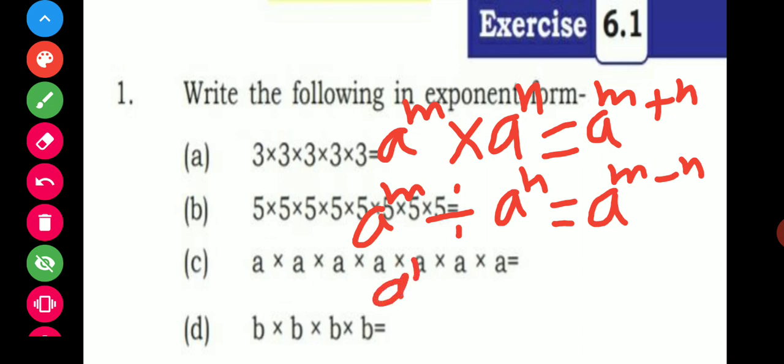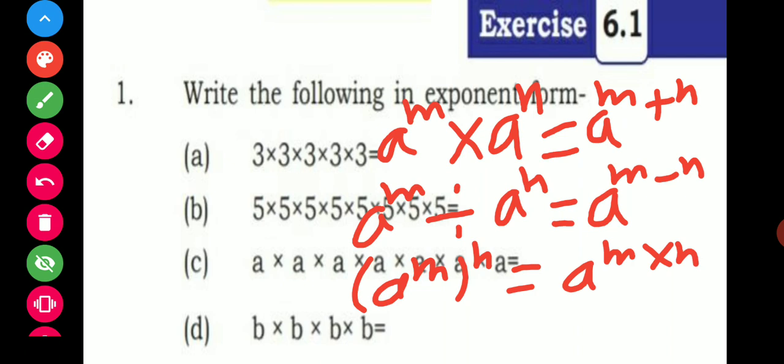Suppose a to the power m and power of a power n. So it is a to the power m into n. These are 3 rules; there are more rules too, and we will look at them. But these 3 rules are very important.